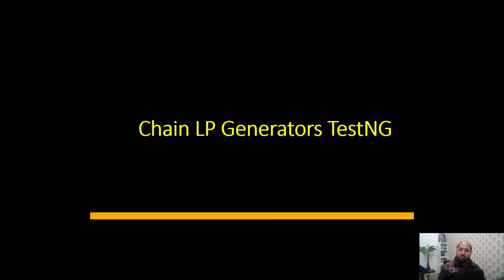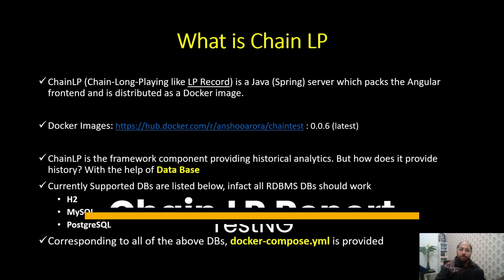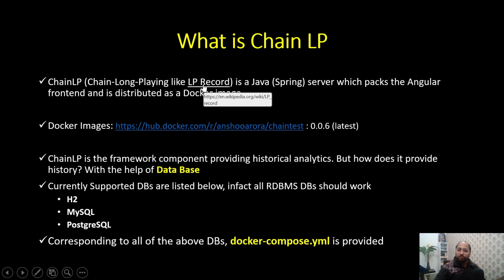Today let us discuss the ChainLP generator in TestNG. So what is ChainLP? ChainLP is a client-server type of generator. Here we have a Java Spring Boot based server which packs an Angular frontend and is distributed in the form of a Docker image, right? In order to generate the ChainLP report, we will have to create the server on one dedicated machine, which is going to be a one-time effort.